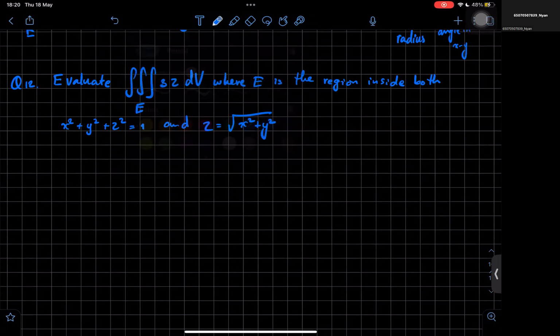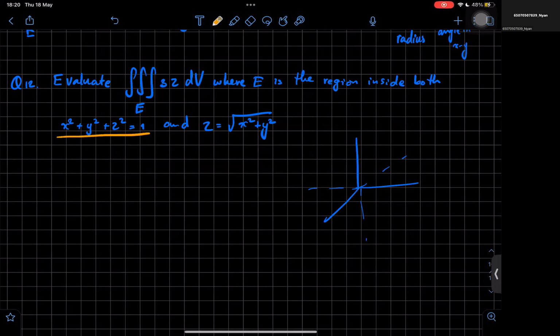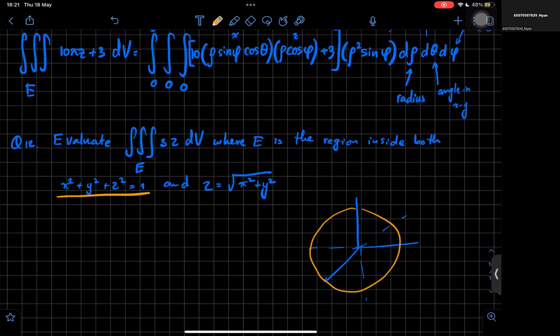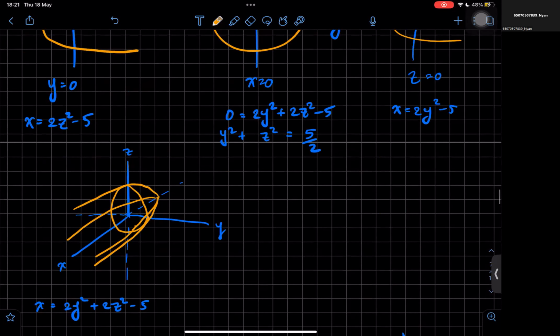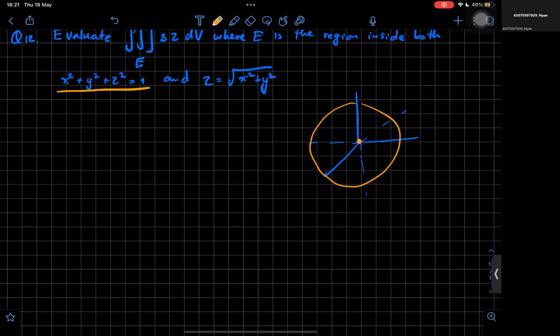Okay, so the graph of this one is like this. This one is the sphere. Just imagine the sphere, but it also says that it needs to be inside z equal to the square root of x squared plus y squared. If you do what I already told you, you will get a cone. The pointy part of the cone will be at 0 0 0, so it's going to be like this. The region that we need is just this part.